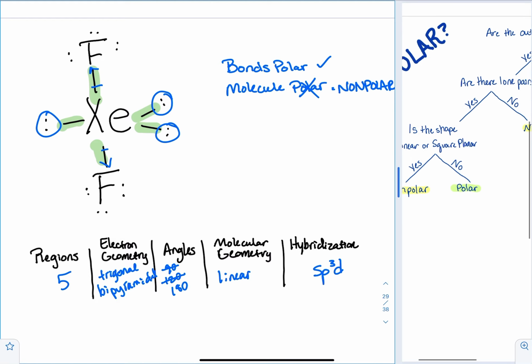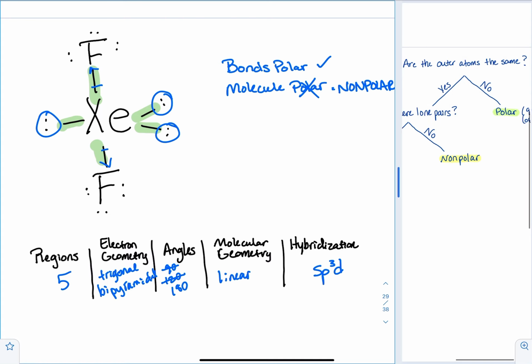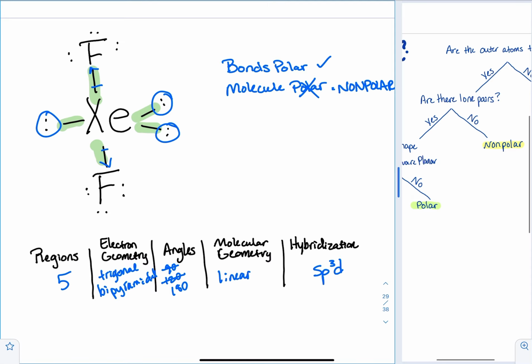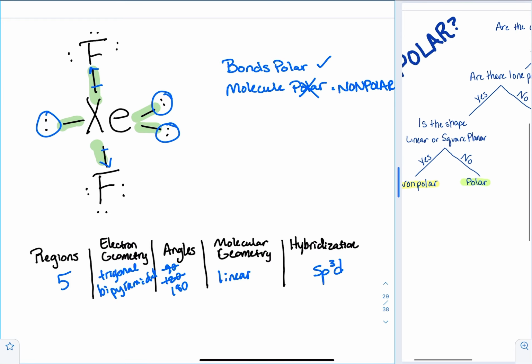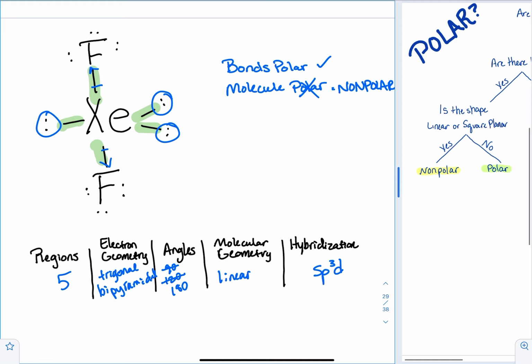And if you look over here again, are the outer atoms the same? Yes. Are there lone pairs? Yes. Is the shape linear or square planar? Yes, it's linear, and so it's nonpolar.